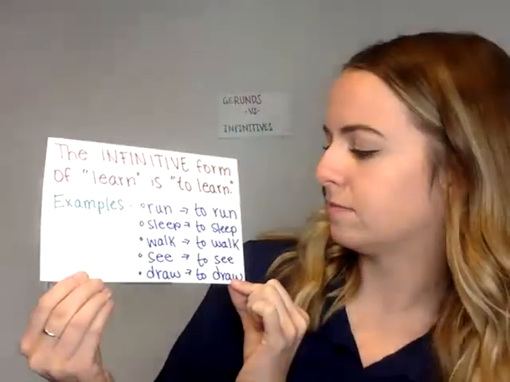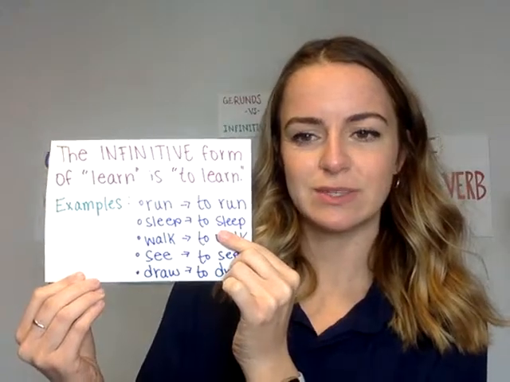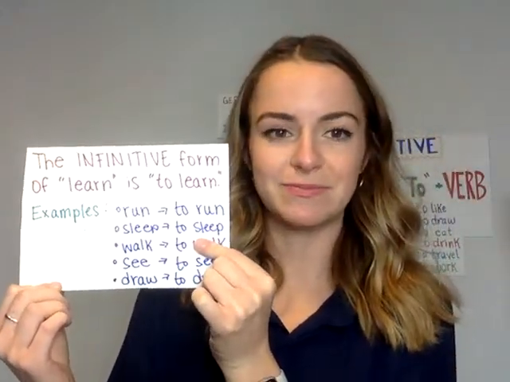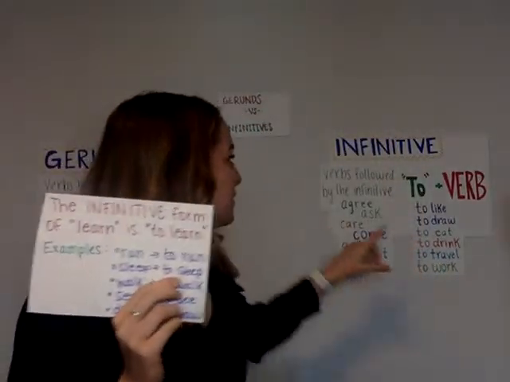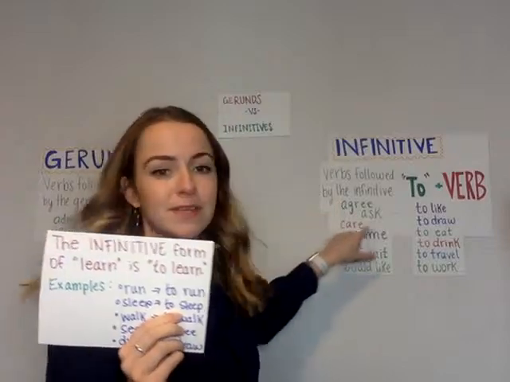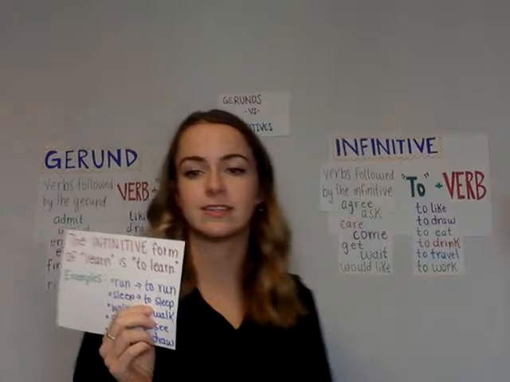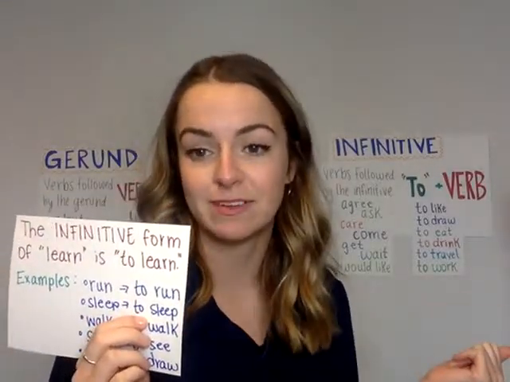Let's try to sleep. To sleep. How could we make a sentence from to sleep? Let's see. Here we have verbs followed by the infinitive. You could use one of these verbs and afterwards you use to sleep. So for example, I see someone says, I love to sleep. I have to sleep.